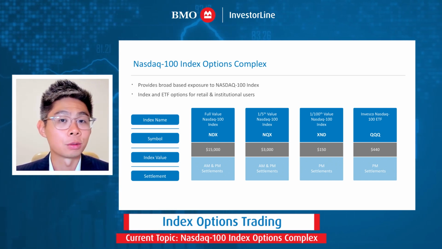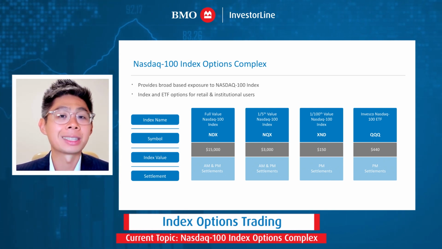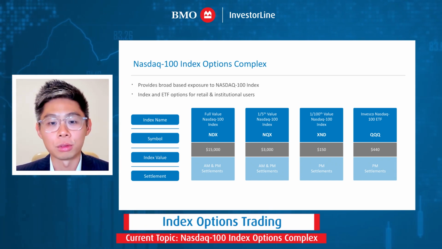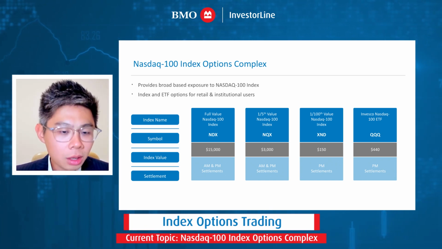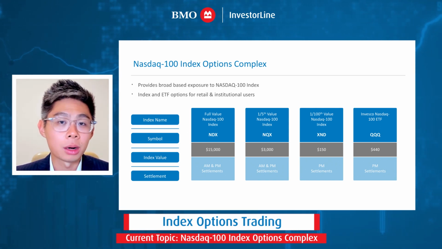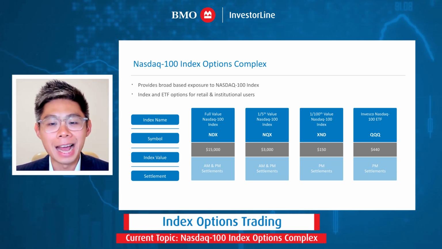The only one I could think of is probably Booking.com that's trading a couple of $1,000. And that's not a widely traded product by retail traders because of the size of those contracts. Those also offer AM and PM settlement for the NQX product, but I think the product that most retail traders should be focused on is the XND product.